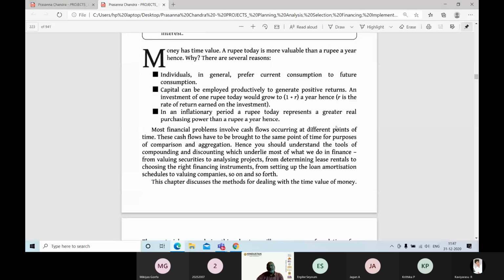Individuals in general prefer current consumption to future consumption. Capital can be employed productively to generate positive returns. An investment of 1 rupee today would grow to 1 plus r in a year. Hence, r is the rate of return.